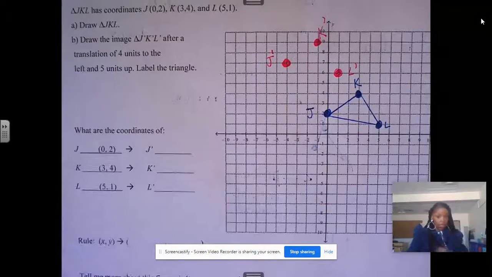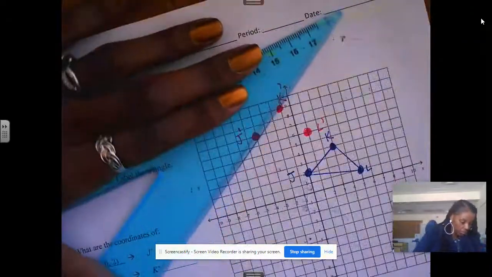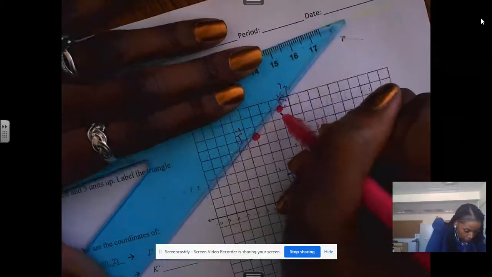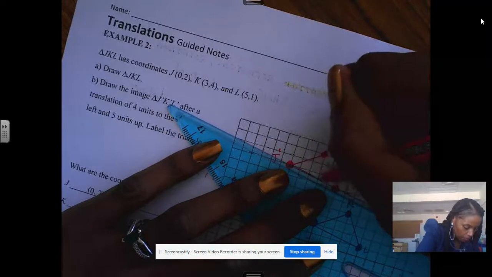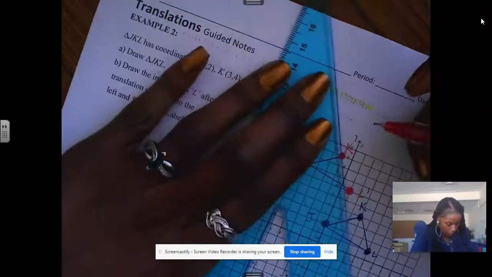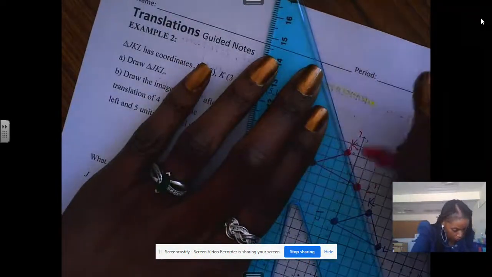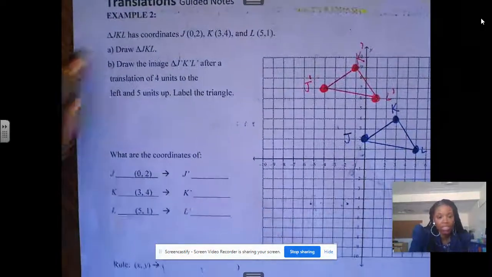Now, when I connect it, it should be the exact same shape, exact same position. So exact same size, position, everything. All it's doing is sliding. It's not turning. It's not flipping. Okay? Looks right. Now, they want me to state these coordinates.